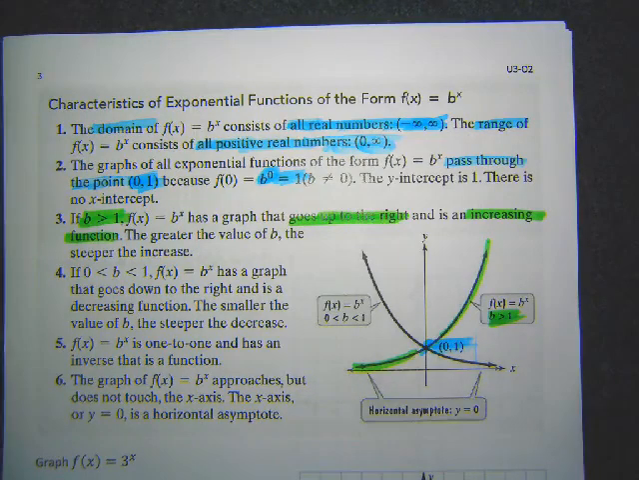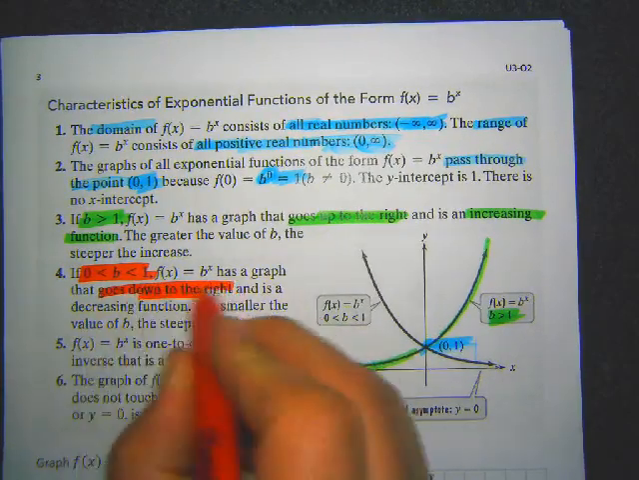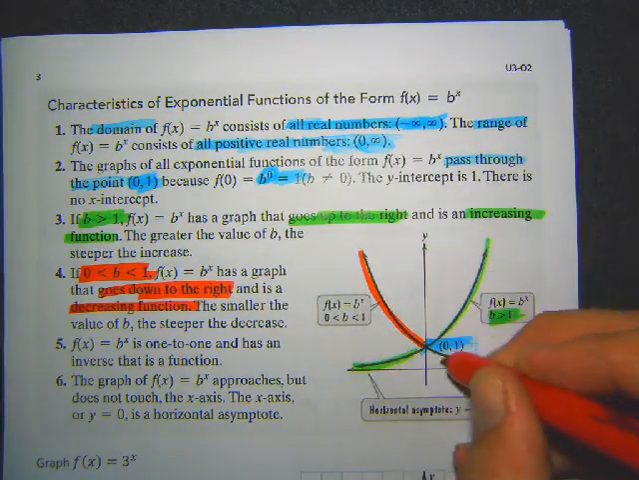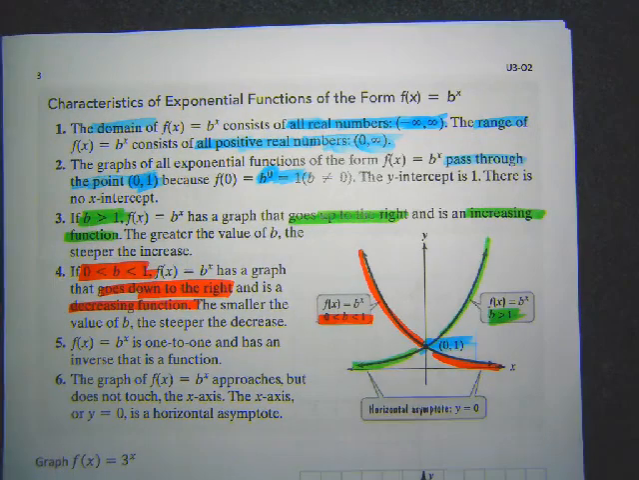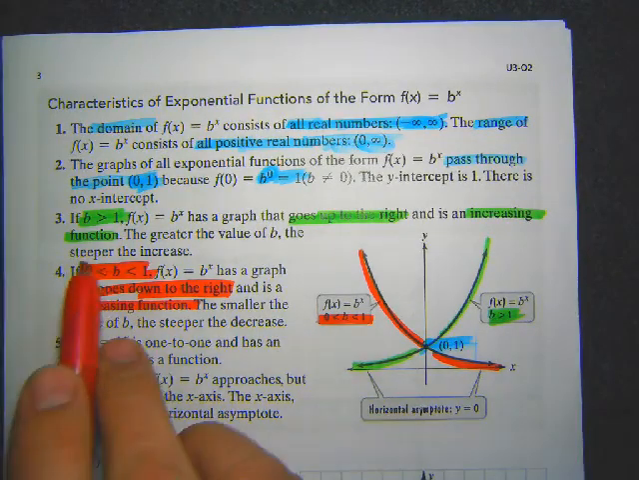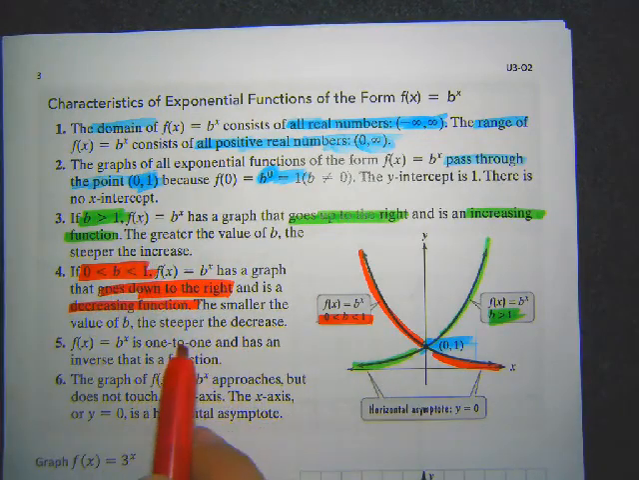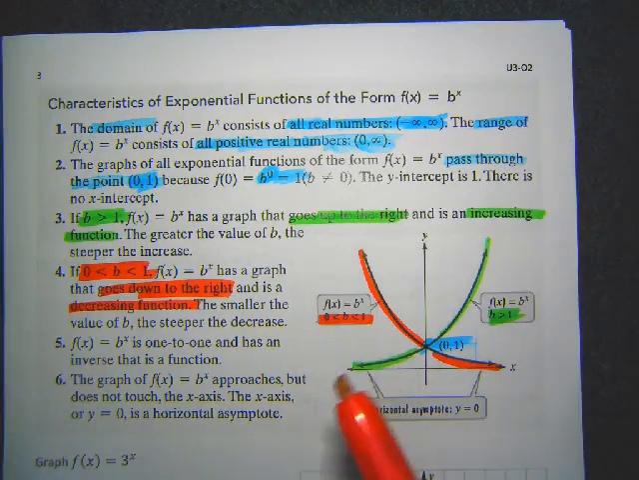If the base is between 0 and 1, then it's going to go down to the right. It's going to be a decreasing function. So a function like this is decreasing because its base is small. Anything below 1, so a half, a third, a tenth, all those numbers make it smaller and smaller. For these, the bigger the big number, the steeper it is. The smaller the small number, the steeper it is. That's what makes them more or less steep.